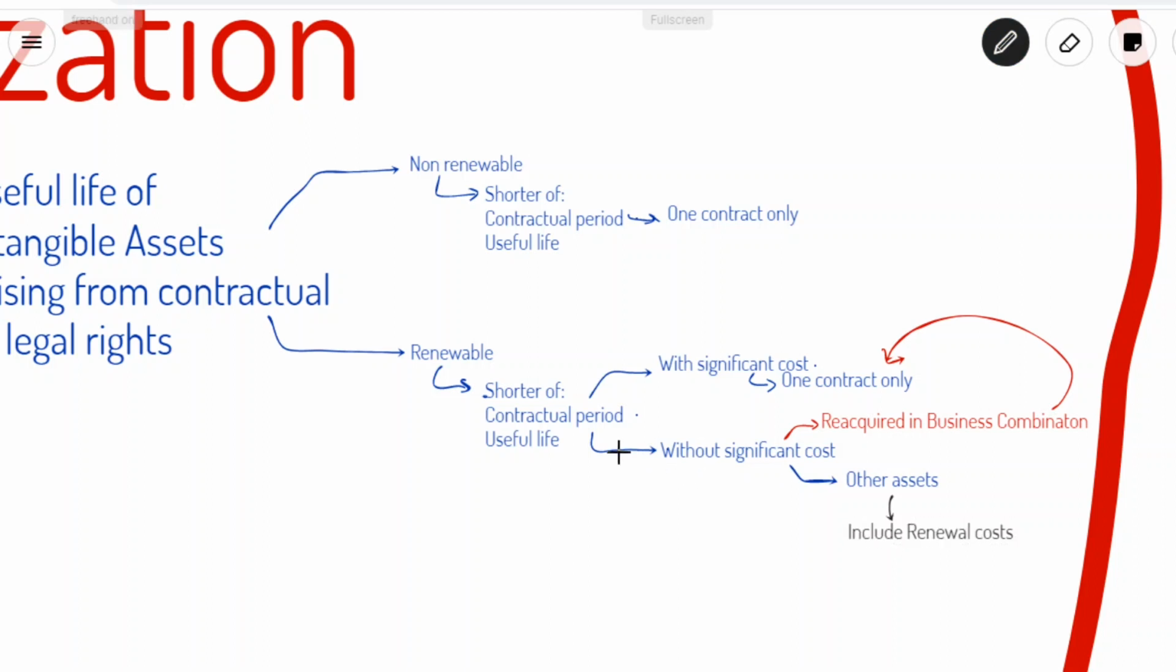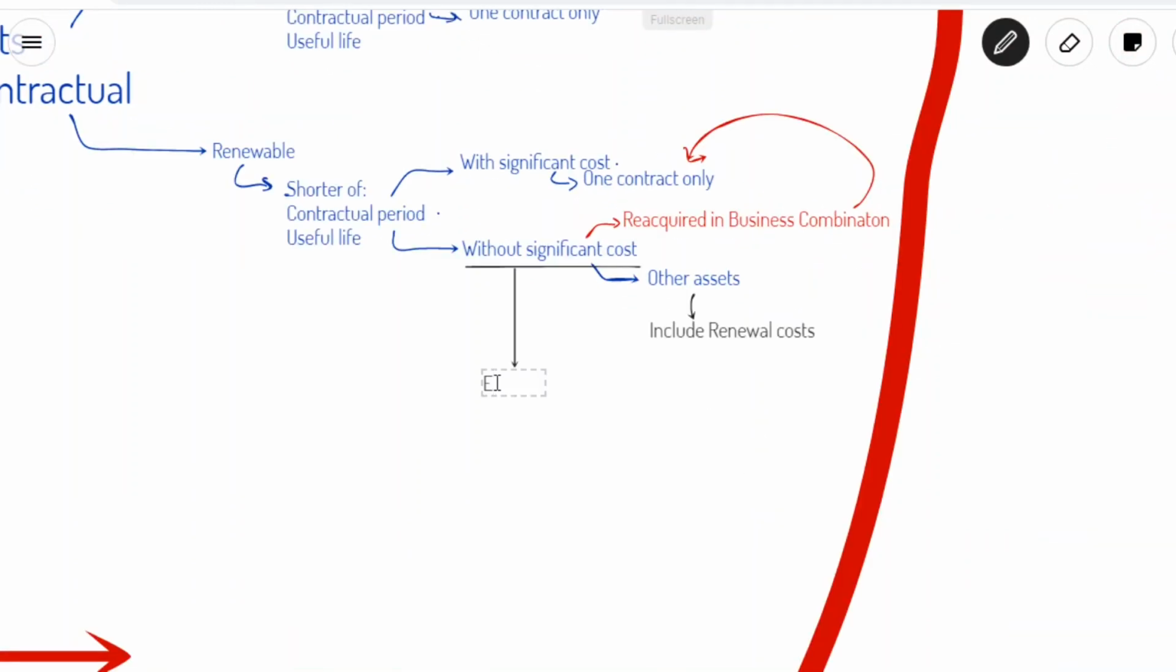Now, what does it mean to be renewable without significant cost? When we say that a contract is renewable without significant cost, this means that that contract has to fulfill all of the following three conditions. The first condition is that there should be an evidence that that asset, that contractual or legal right, will be renewed. If there is no evidence, for example, based on past experience, that it will be renewed, in that case, it will not be included in our contractual term.